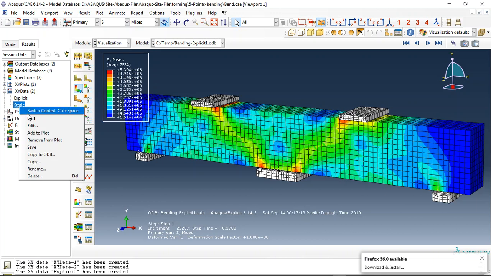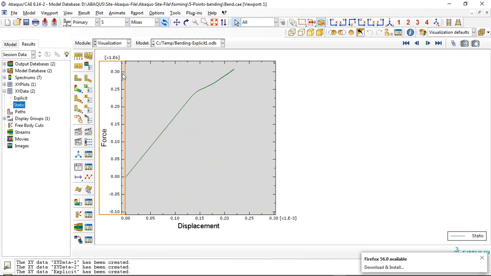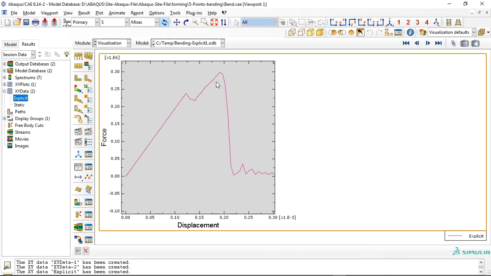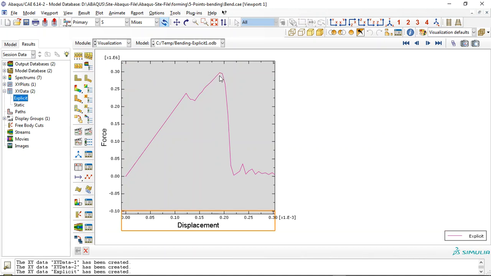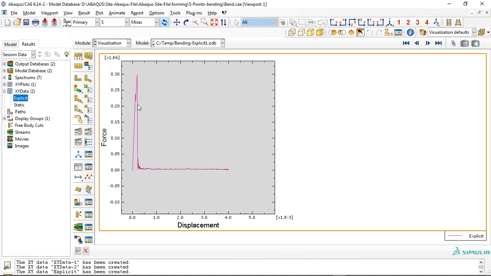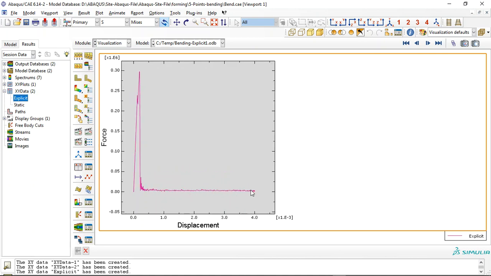Let me check the static. You check it is 300 kilonewton maximum capacity, and for the explicit, see that again it is similar. You can see that for the displacement 0.2 it is 300 kilonewton. But after that we have a decline in the capacity. If I zoom out here, you can see this is the whole diagram, and this is the damage zone here. After that we have the damage and decline in the stiffness.